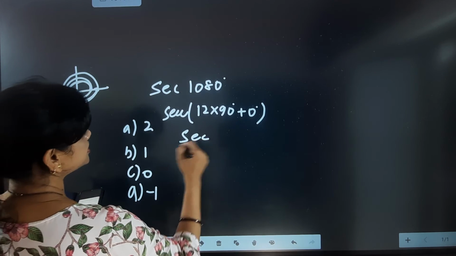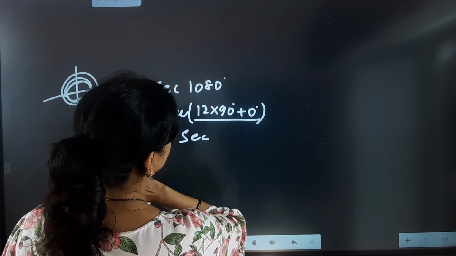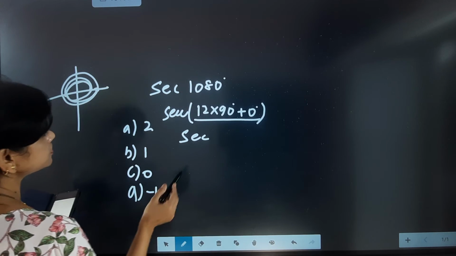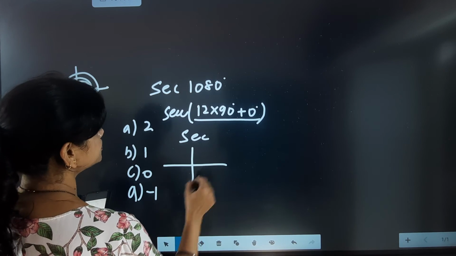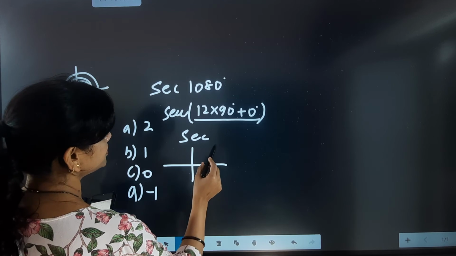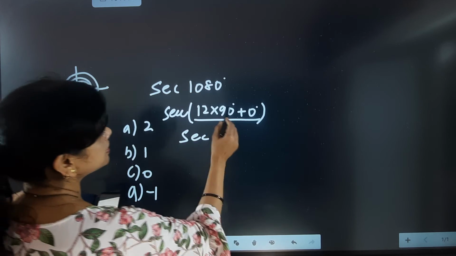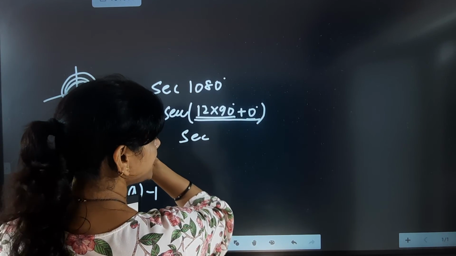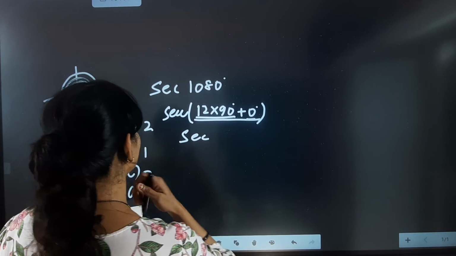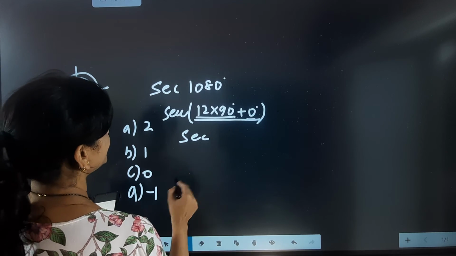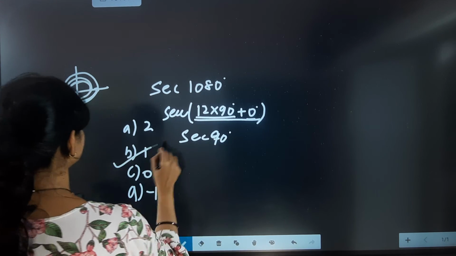So it will come as secant, first quadrant. Secant is exactly going to be 12 into 90, so secant of 0. Secant of 0 will be exactly equal to 1. You have to understand from here that it is 12 into 90 degree plus theta, and the remainder part is not coming to anything. Cos of 0 is 1, so secant will also become 1. So the answer is 1.